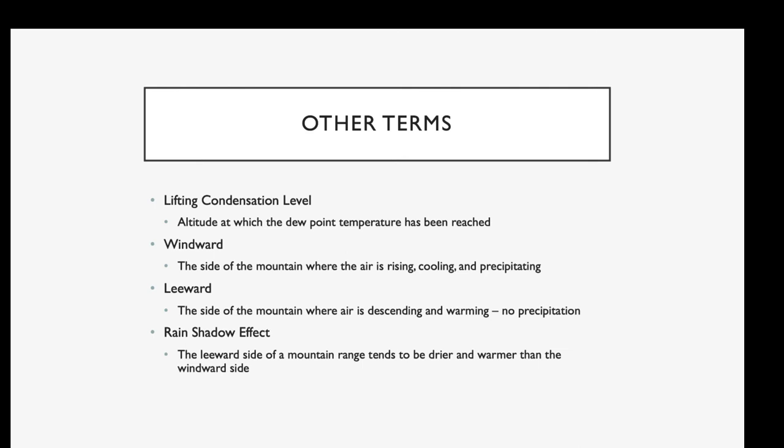Windward is the side of the mountain where the air is rising, cooling, and precipitating. Leeward is the side of the mountain where air is descending and warming. No precipitation occurs here. Last is the rain shadow effect. This means the leeward side of a mountain tends to be drier and warmer than the windward side.